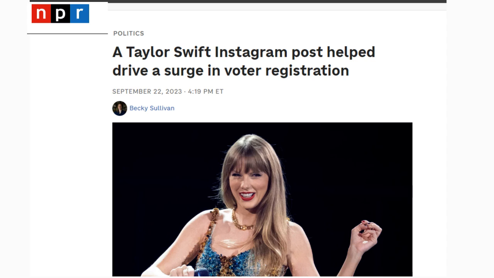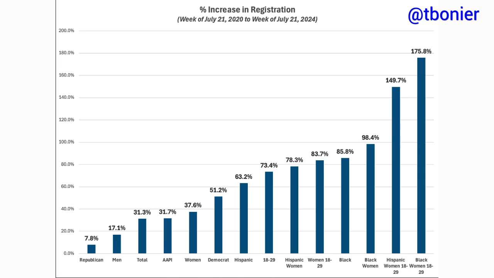And there have been a lot of people who have signed up recently. For example, Taylor Swift did a post on Instagram, and I think it was 500,000 people used her link to go to the site that allows people to register to vote. So there have been a lot of people who have signed up recently.